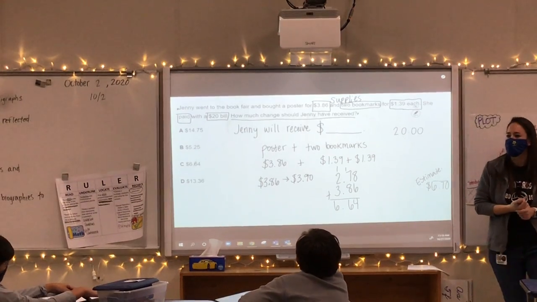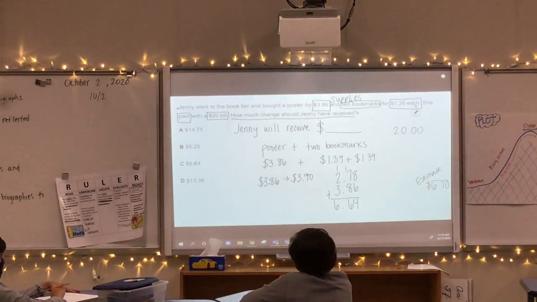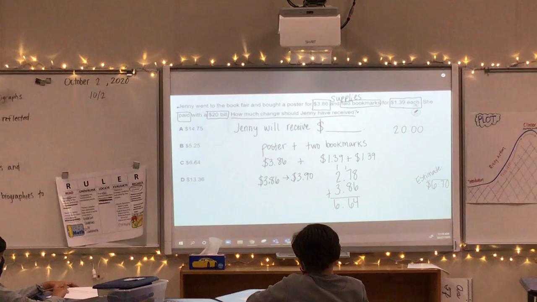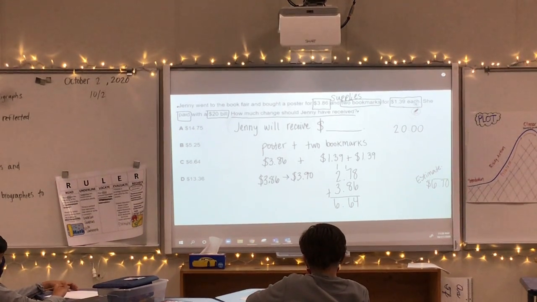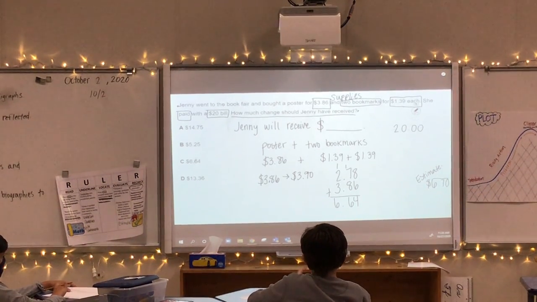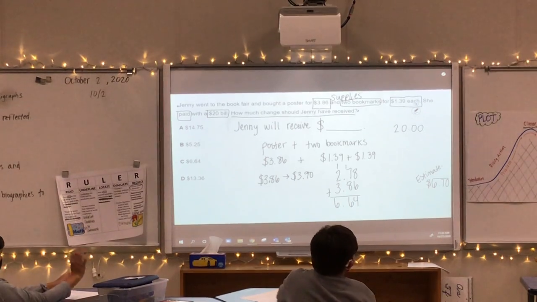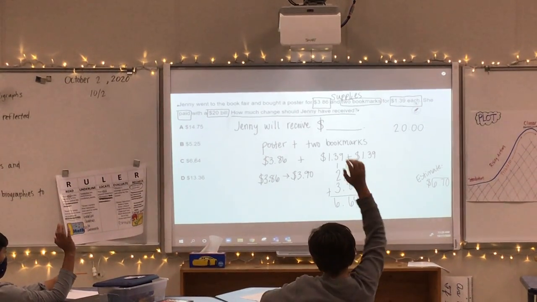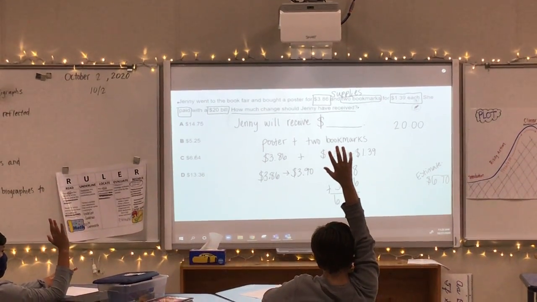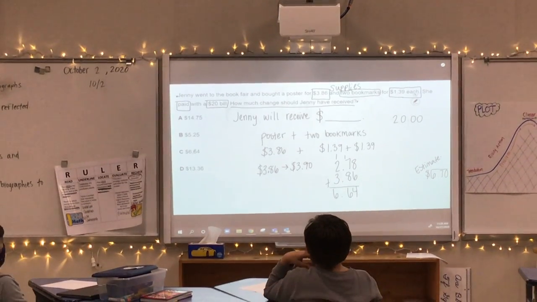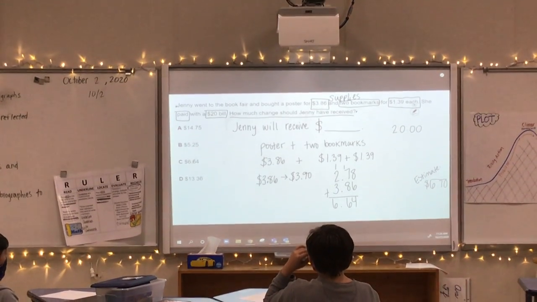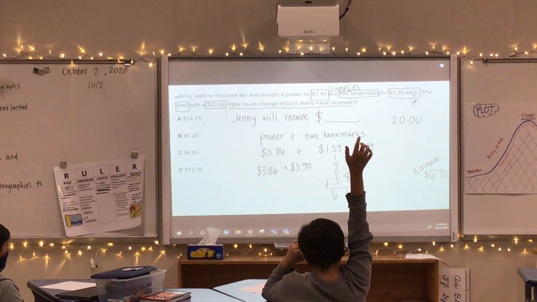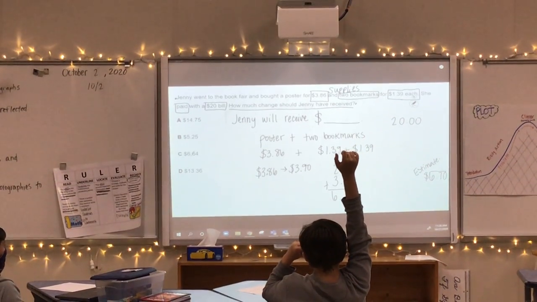What do we need to do to figure out an estimate for how much she's going to get back as her change? Subtract. We need to subtract. So what do we need to subtract? $20. Let's go back to raising your hand so I can hear from you. Eric, what do you think we need to subtract? The $20 bill. And what are we taking away from that?